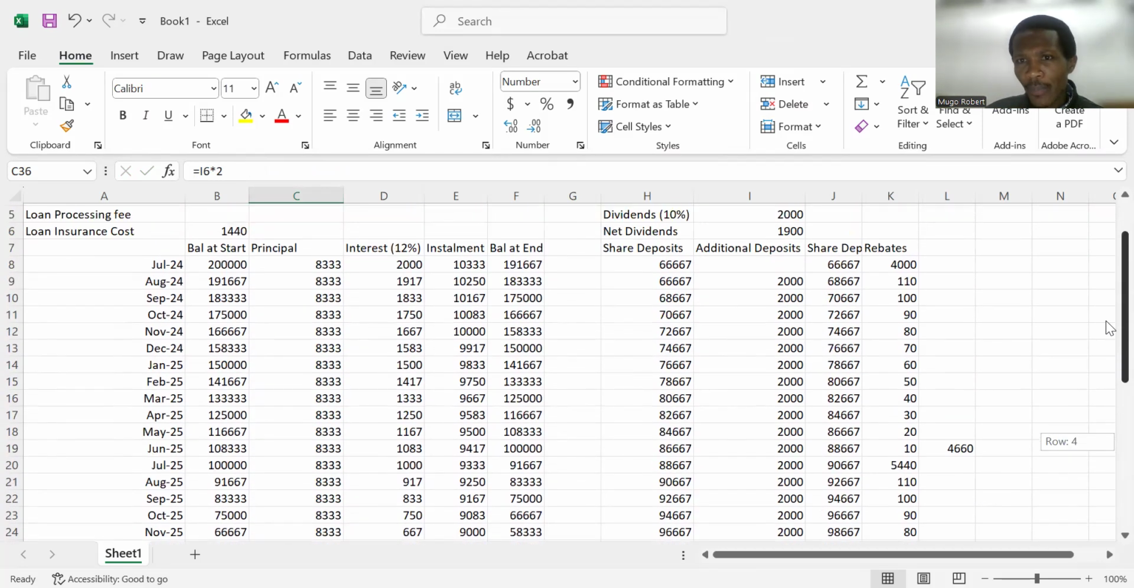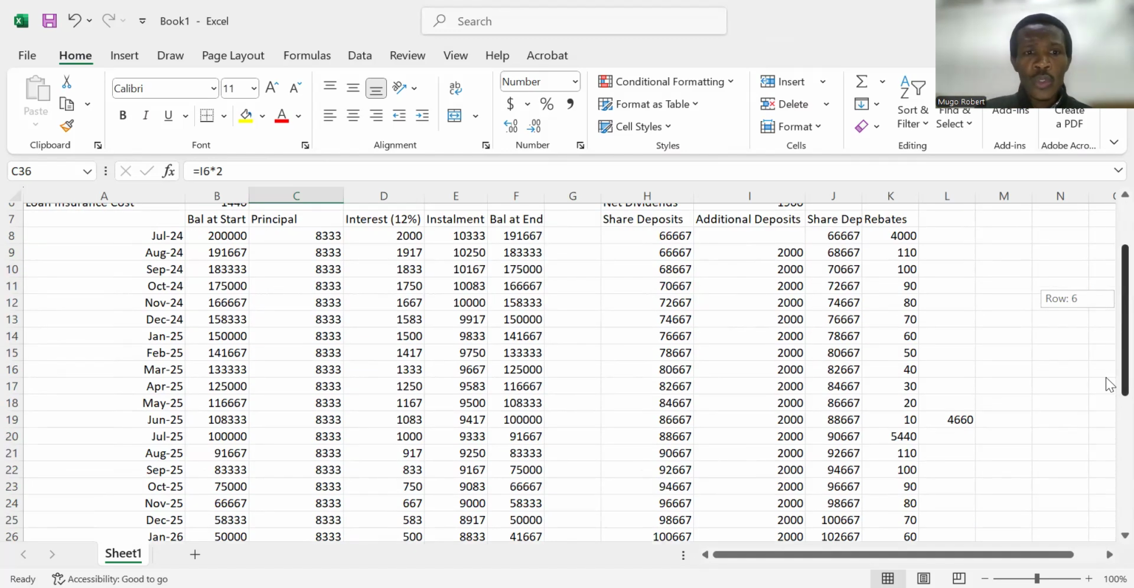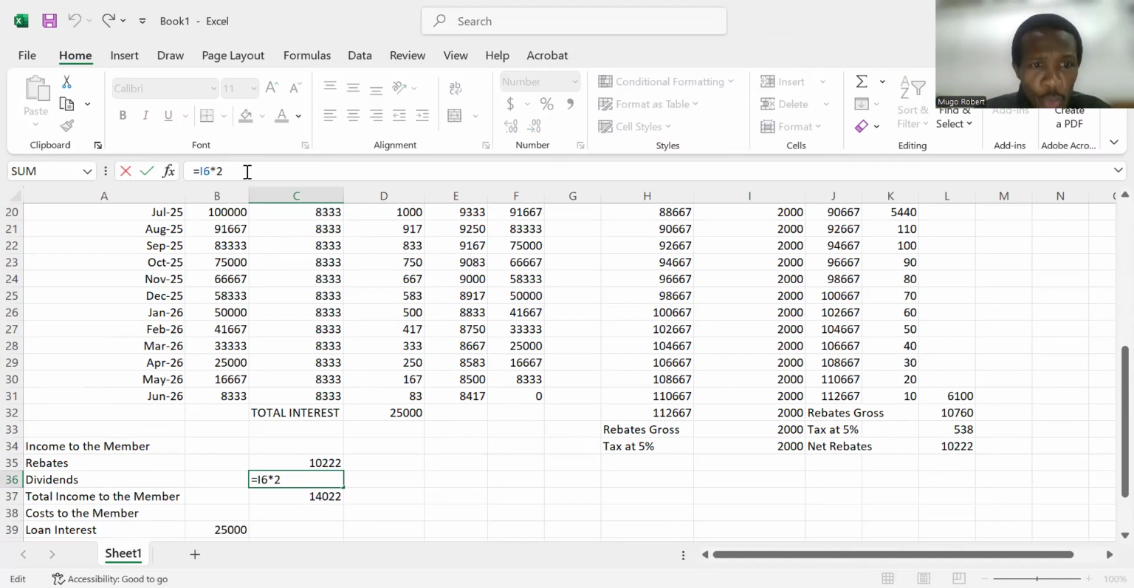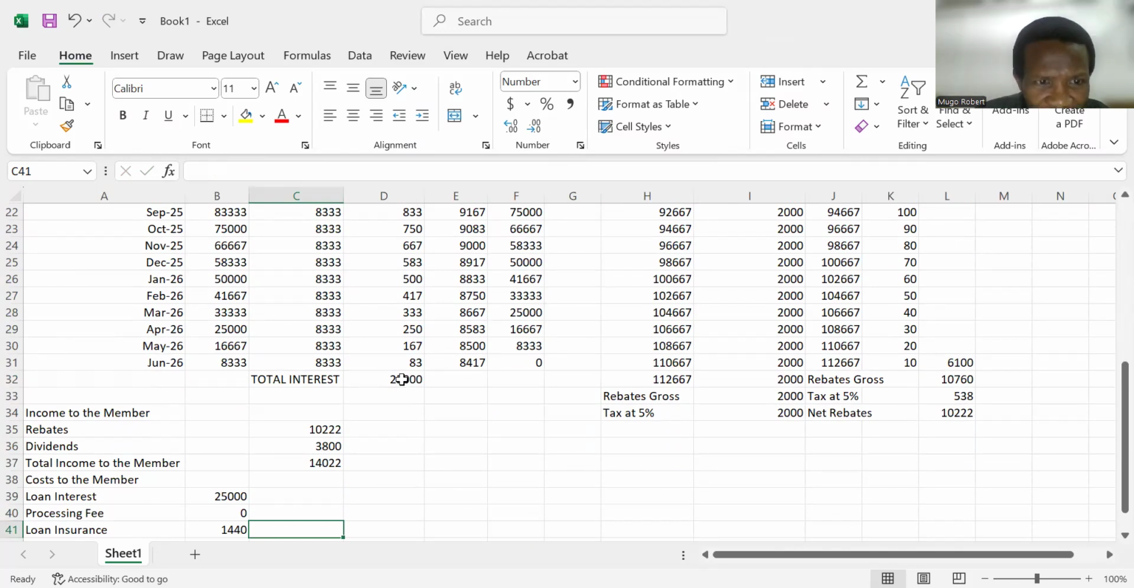There are dividends. Remember, we computed dividends. Let me show you up. We said that for 1 year, this Sacco is paying dividends at 10%. So after tax, it is coming to 1,900 for 1 year. So for 2 years, I am multiplying by 2. So the total income to the member comes to 14,022.